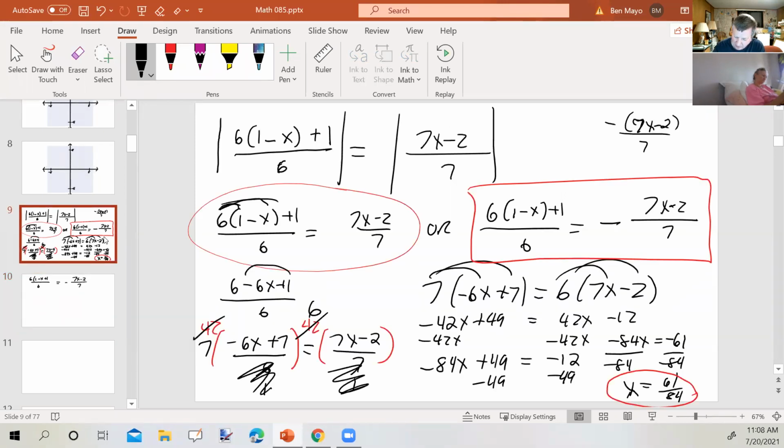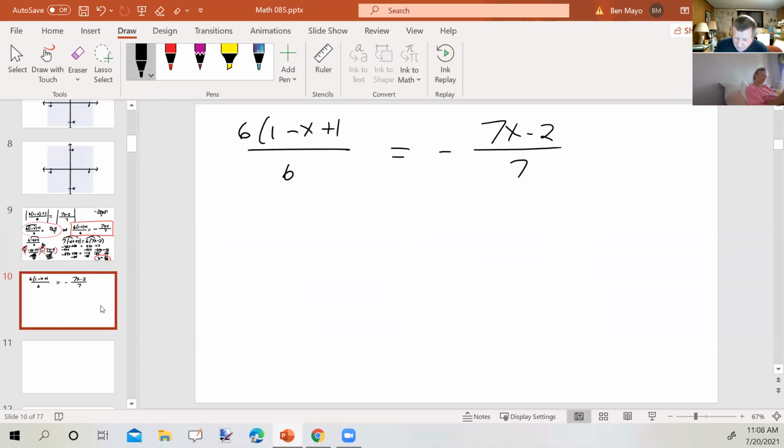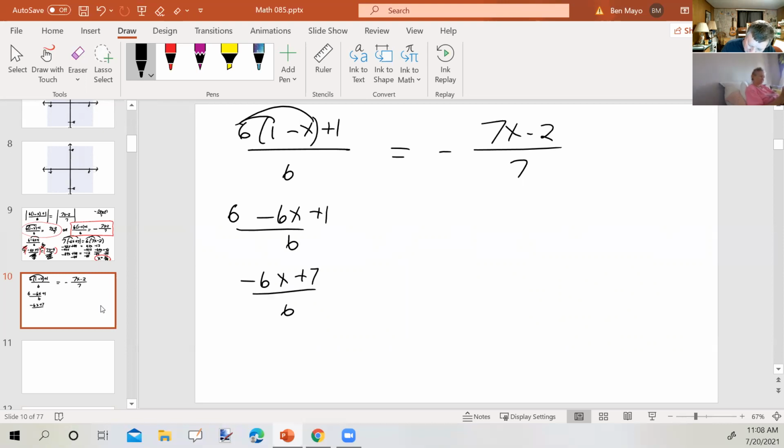Okay, let's make sure I got that copied correctly. 6 times 1 minus x plus 1 over 7. Okay, I think we're good. So now let's solve this one. On the left side, again, I'm going to distribute. I'm going to get 6 minus 6x plus 1 over 6, which is negative 6x plus 7 over 6 equals. I'm going to distribute. So instead of being negative the whole thing, it's going to be negative the numerator, okay, which is going to be negative 7x plus 2 all over 7. So far, so good. Okay.